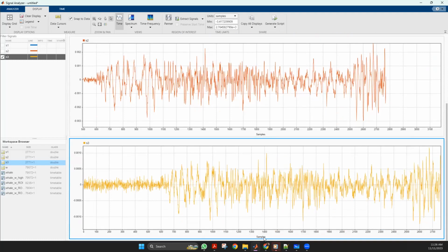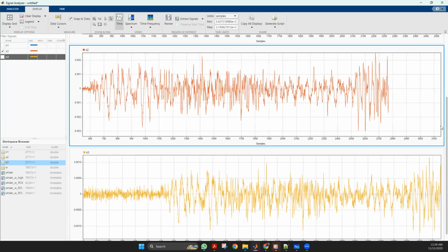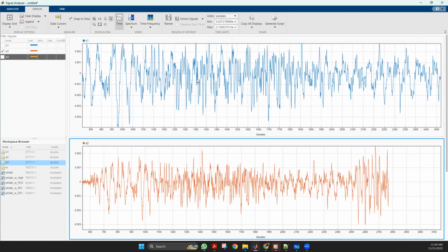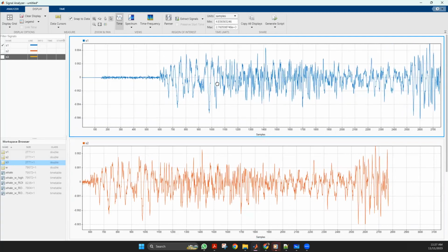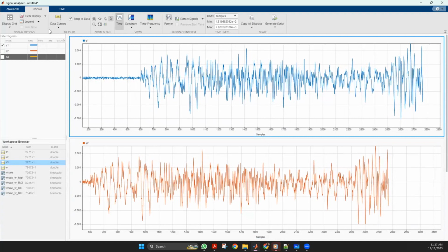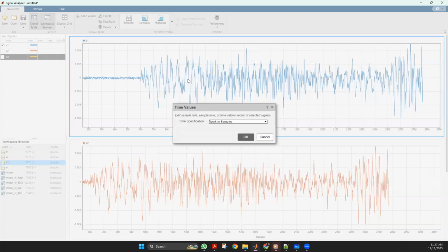Likewise, I am able to see all these variations with respect to the samples. But if I want to take the variation with respect to the time, I need to be able to plot it with respect to the time. I can do that by going to the analyzing tab and saying time values in here. Then if I want to work in time values, I can give the sample rate and starting time.